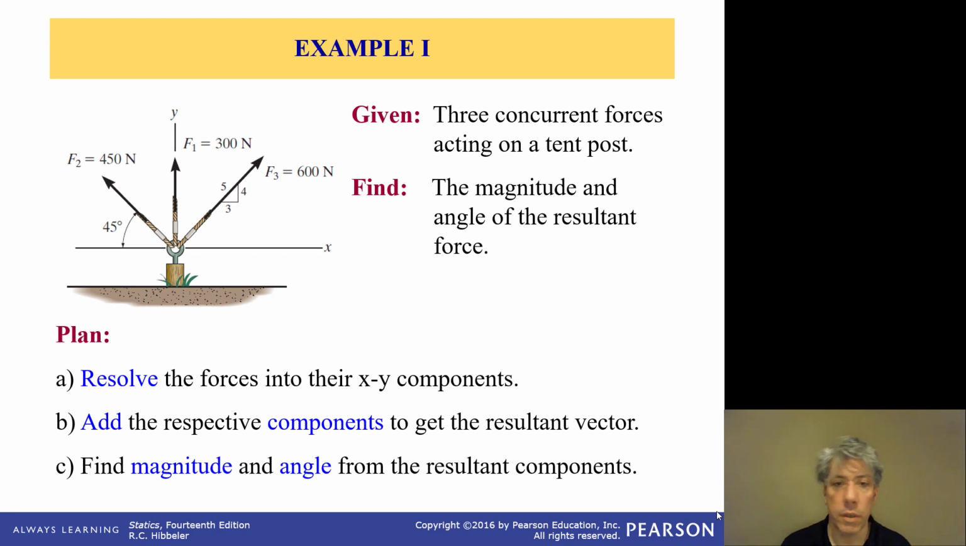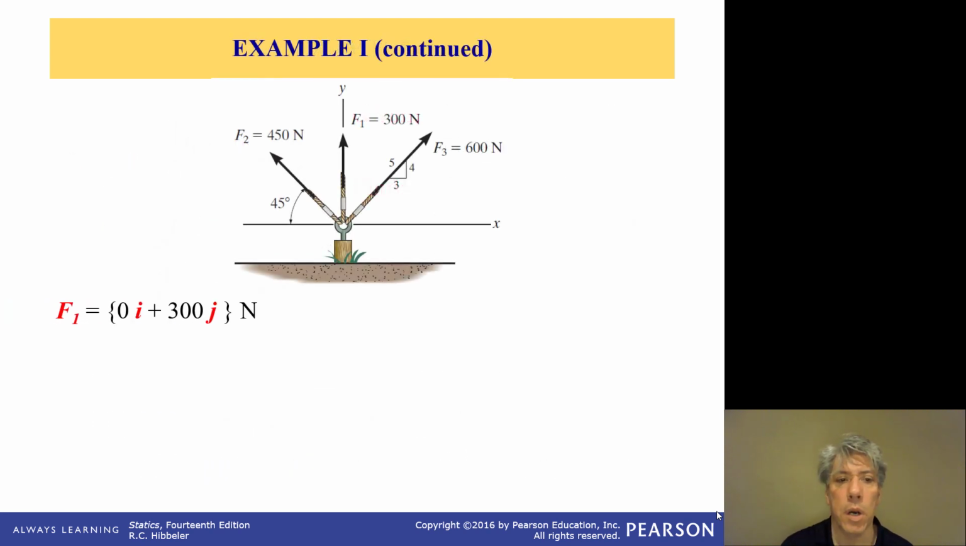So the first thing we're going to do is exactly as we just said. We're going to resolve all three forces into their x and y components, add the respective components together to get the resultant, and then find the magnitude and angle from those resultant horizontal and vertical components. All right, so let's start off with F1. Well, F1 is easy to write. It has 0 length in the horizontal direction, so we'll write 0i. And it has 300 newtons of magnitude, if you will, in the vertical direction. So that's 300j, and these are units of newtons.